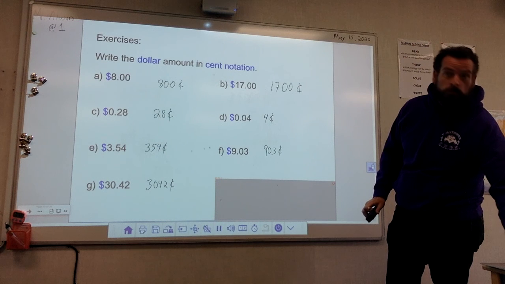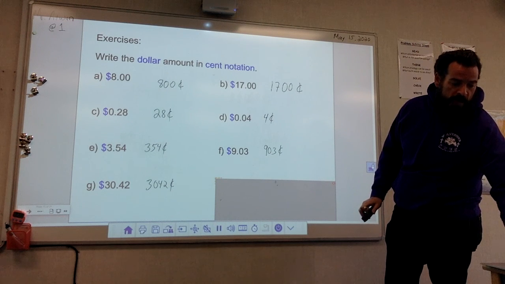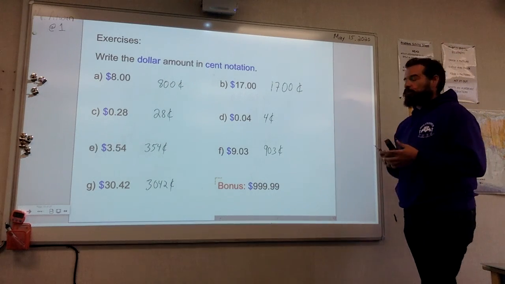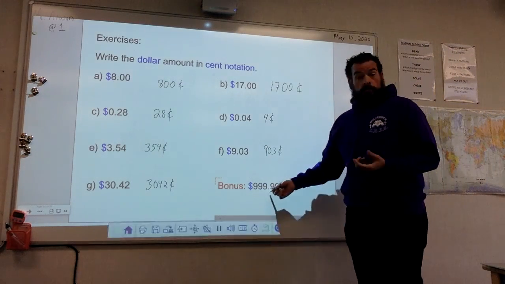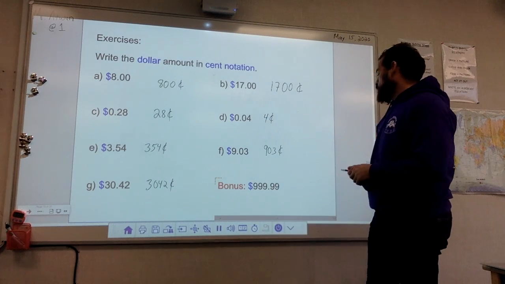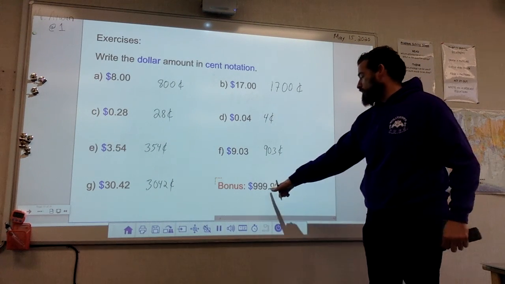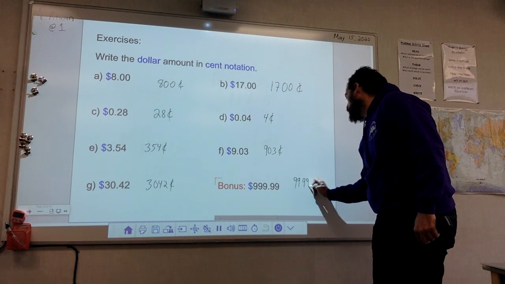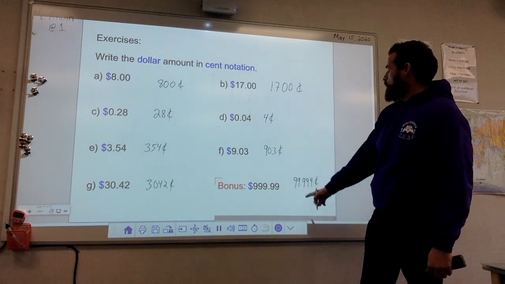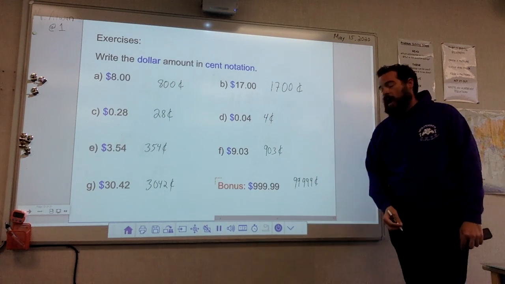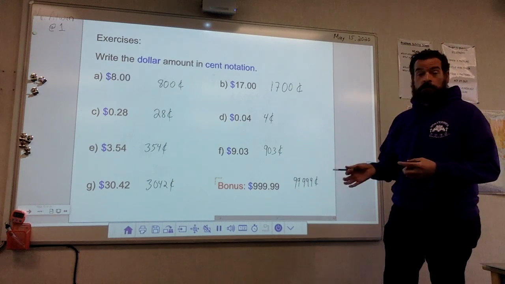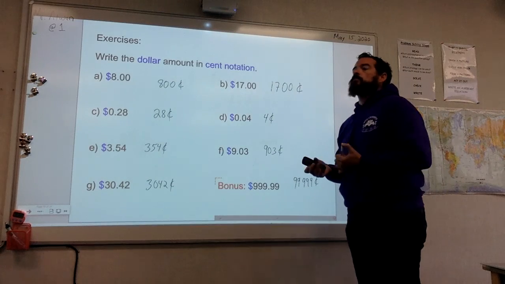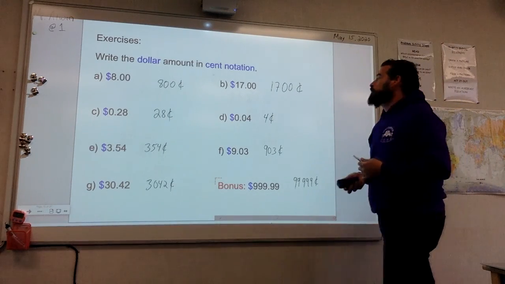Then we have a bonus one, which is going to give you a larger number to look at. $999.99, just below $1,000. Same thing here. If I just take out my decimal point and I write those 5 nines and put my cent sign, so I've got 99,999 cents. So really, pretty easy if you just remember that you're taking out the decimal point, you take out your dollar sign, and you put your cent sign instead.